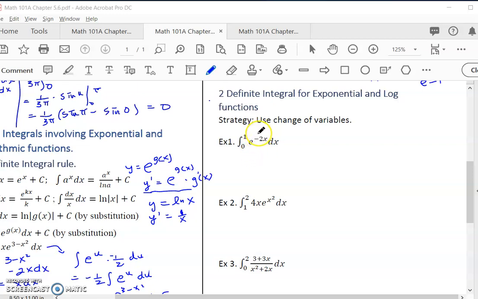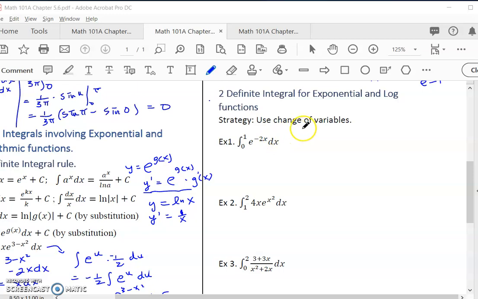Looking at how to do integrals involving exponential and log functions. In particular, in this video, we're going to do definite integrals. So that means we will just use change of variable. We never go back to x after we change it. So remember, let's do the first one.